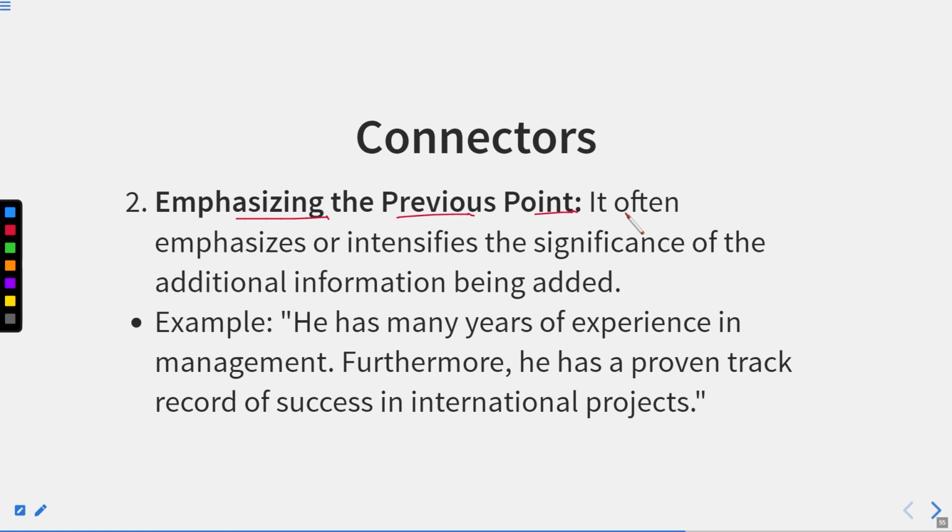Emphasizing the previous point: it often emphasizes or intensifies the significance of the additional information being added. It means whatever you have said, it is adding something extra to it. For example, he has many years of experience in management. This is one sentence. Furthermore, now we are adding something relevant to it: he has a proven track record of success in international projects.